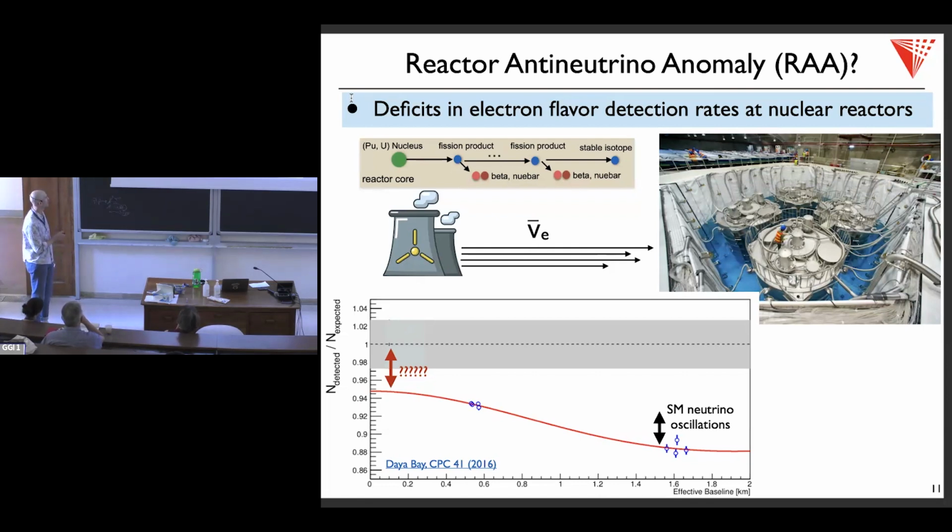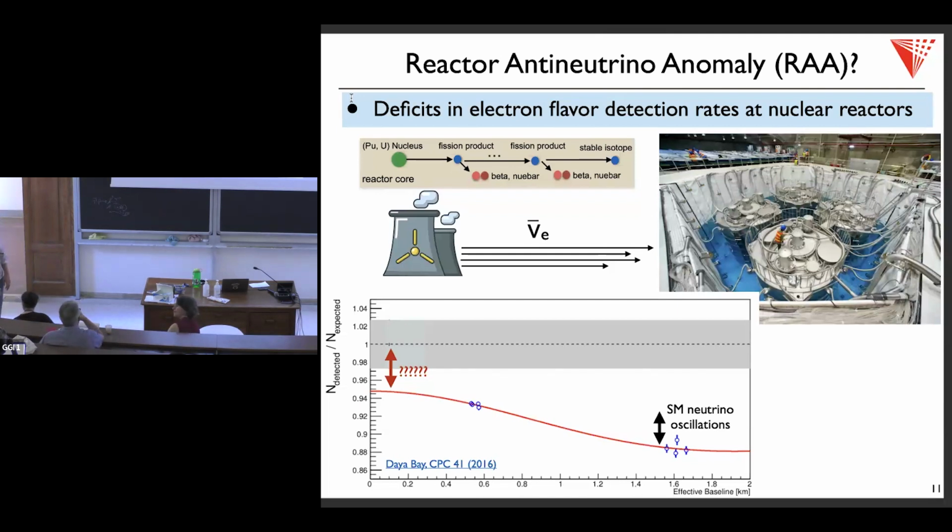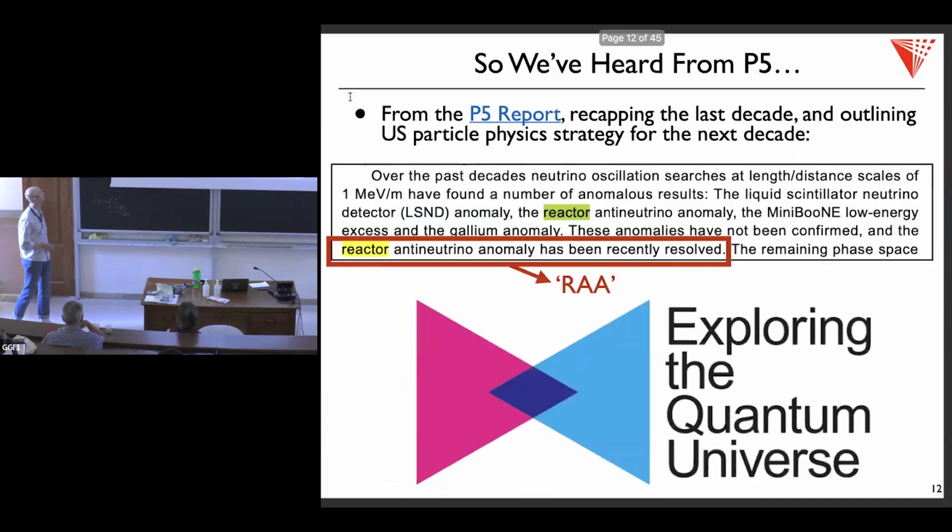Having a deficit at this near site relative to the prediction cannot be explained by standard model oscillations. That's something else. Yes, the theoretical prediction depends on the model. If you change to a different model, for example the Huber-Mueller model, this ratio changes and pushes down. I'll get there, don't worry. Yes, if you change the model, this ratio changes, absolutely.